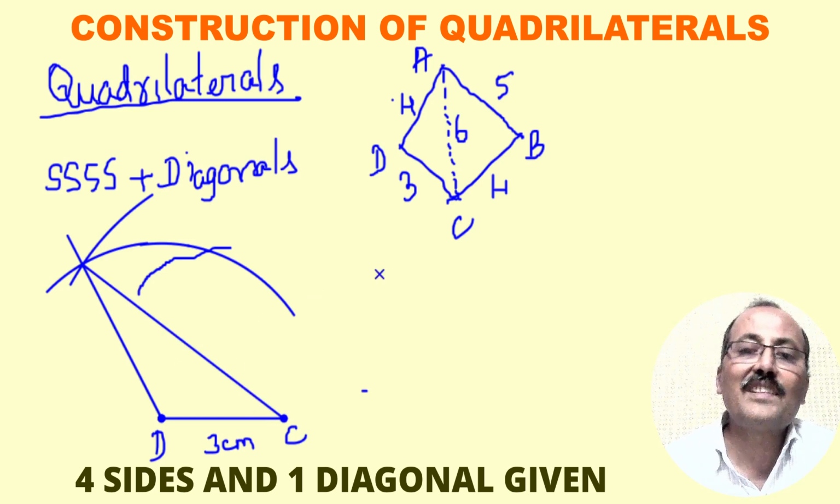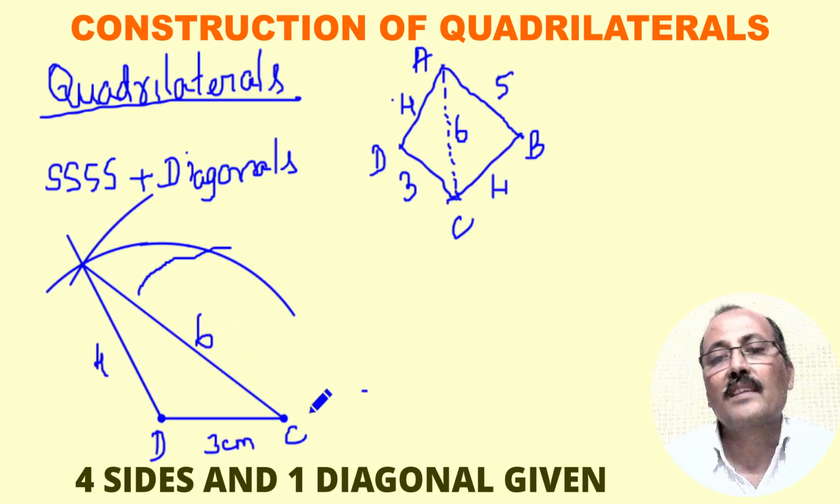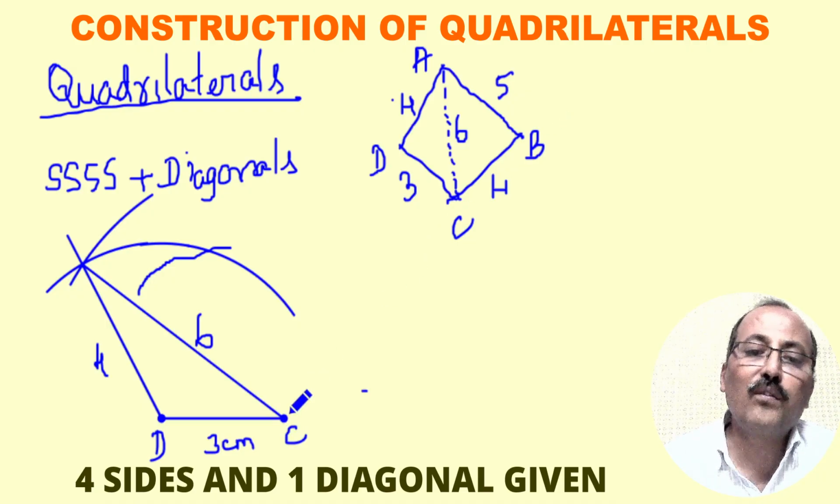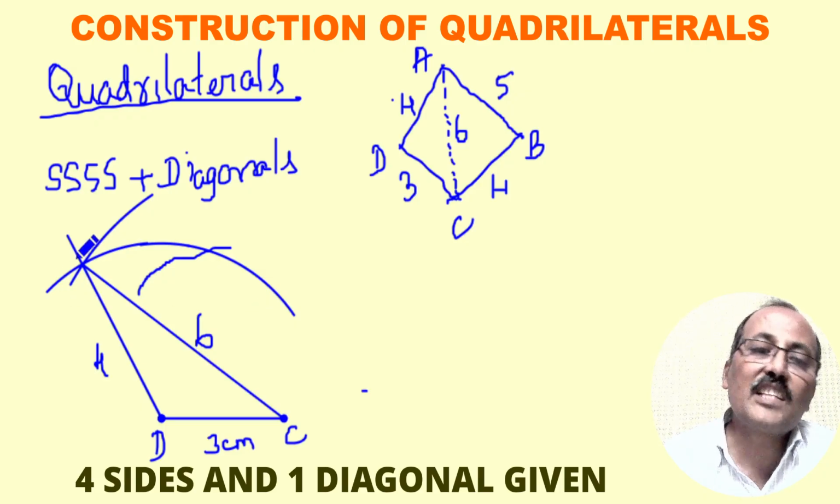Okay, now this is the triangle. What are the measurements? This is 3, this is 4, and this is 6. 3, 4 and 6. Now with C as center, again I have to draw 4. 3 over, I have to draw 4. What is this point? This point is A.